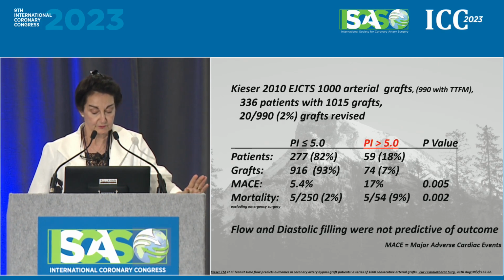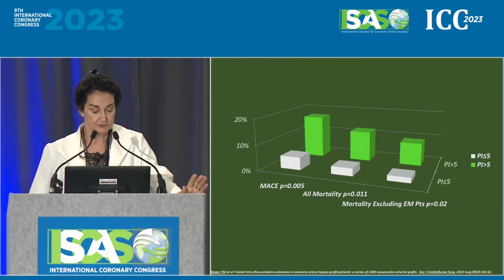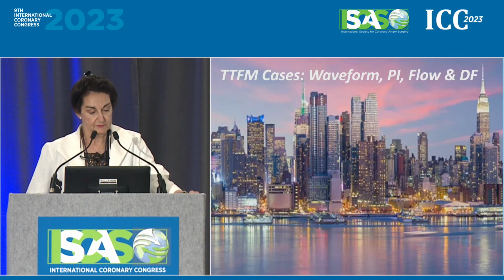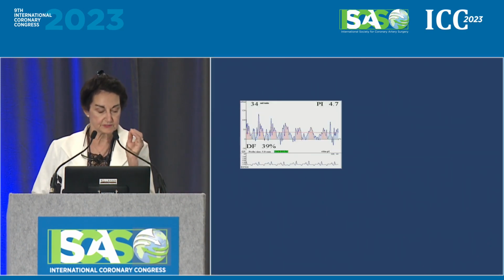Flow and diastolic filling were not predictive of outcome, and this was even more apparent in the bar diagram: MACE, all-cause mortality, and even when we excluded emergency patients. So believe the machine more than you believe yourself. Let's look at some cases to describe what these numbers mean.